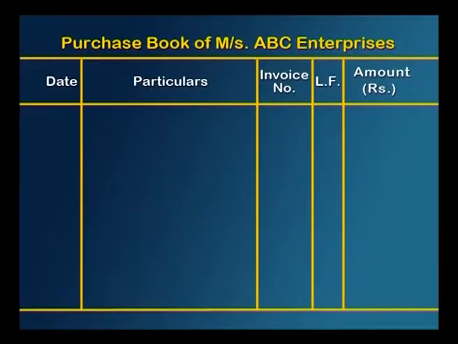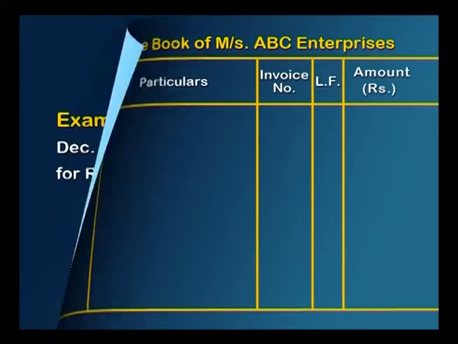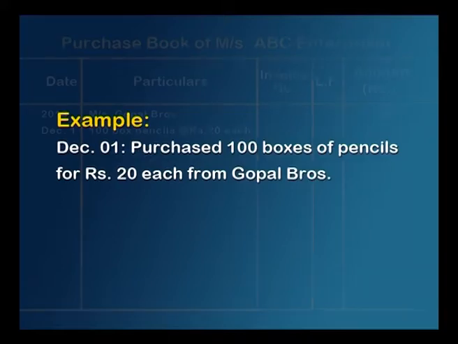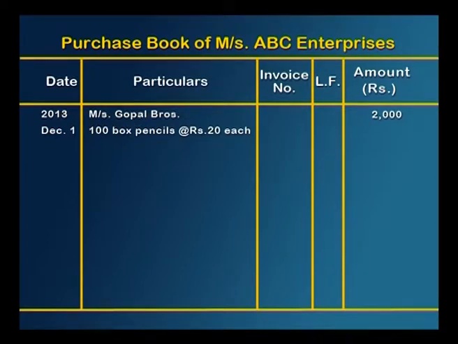Now, let us have a look into purchase book of the organization. The first transaction, that is December 1, is a credit purchase of pencils which is related to business of stationery. So, it should be recorded in purchase book. Let us have a look into the details. Date column is showing the respective date, that is December 1.